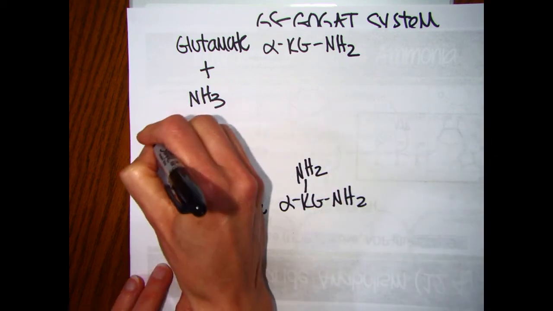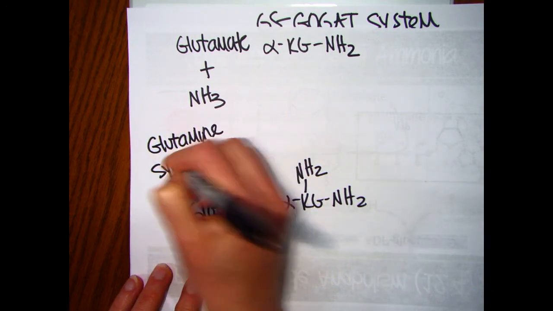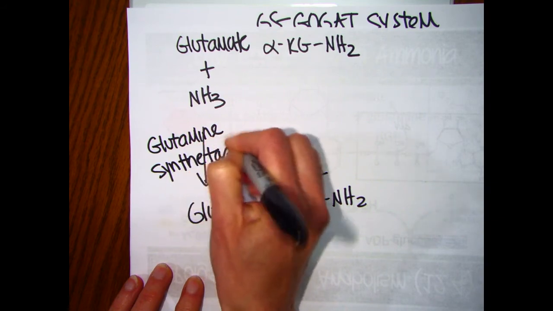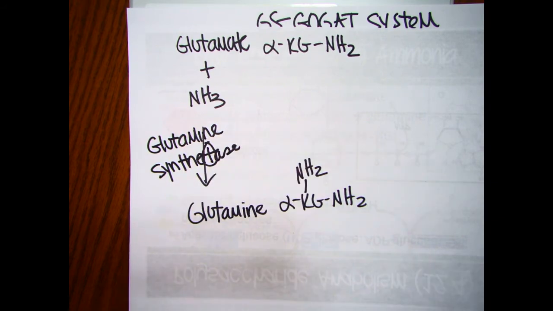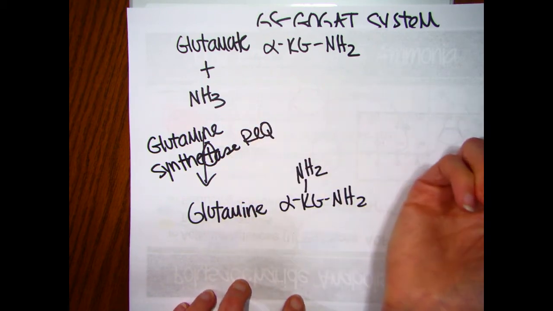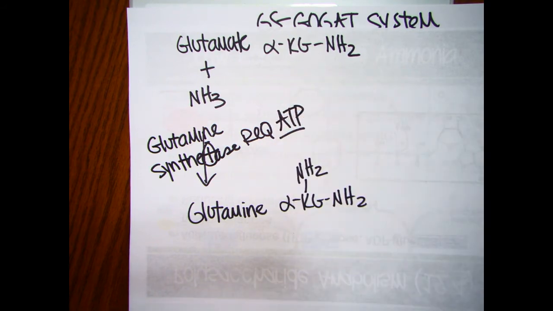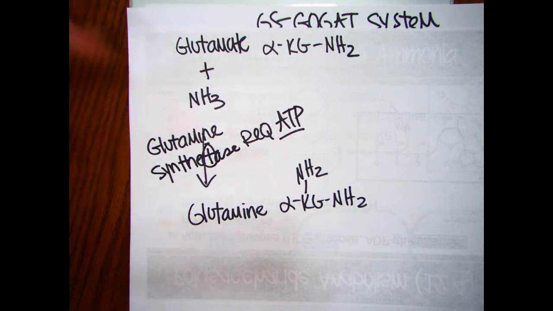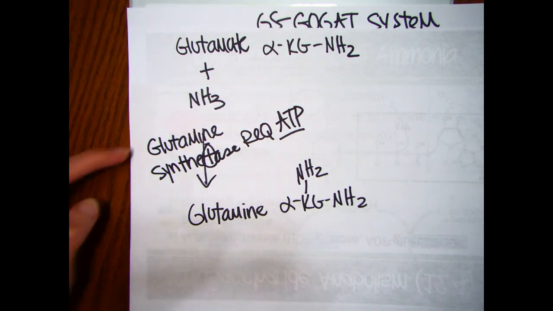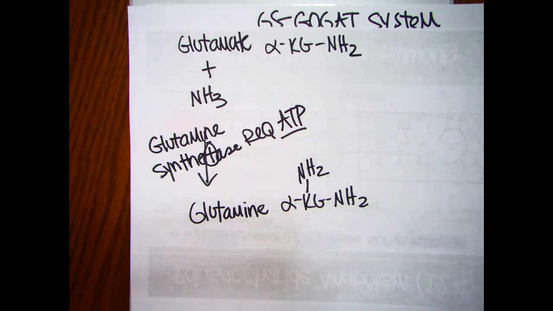This is done by the enzyme glutamine synthetase. Synthetase, T right there. This is super important because synthetases require nucleotide triphosphates. And so this particular one uses ATP. So glutamate plus ammonia catalyzed by glutamine synthetase gives us glutamine, and this reaction requires ATP.